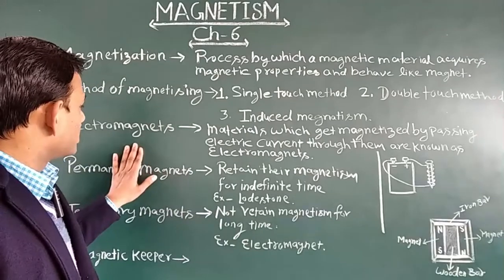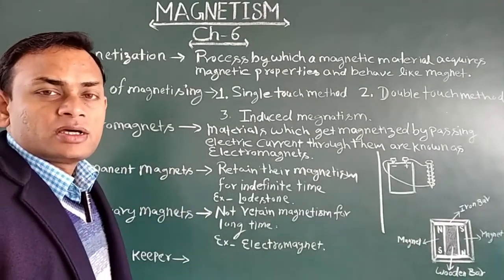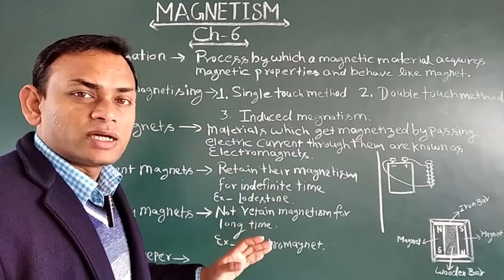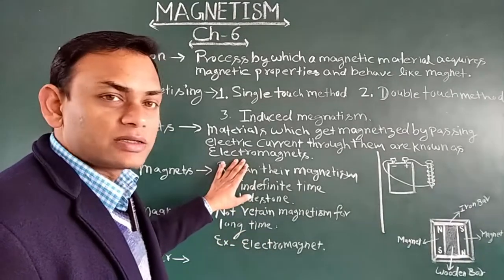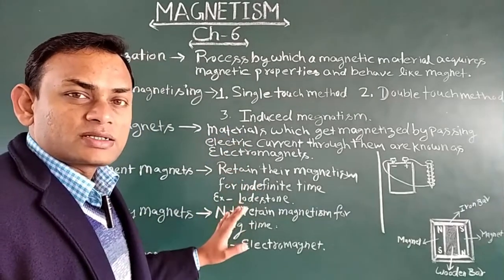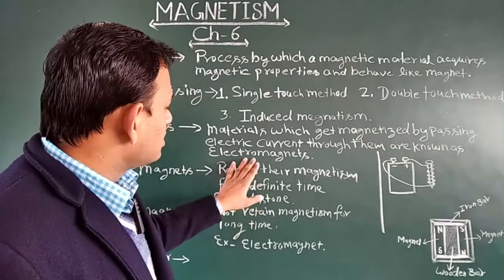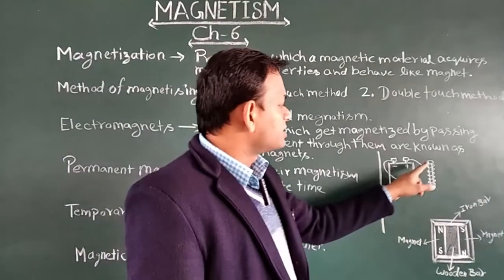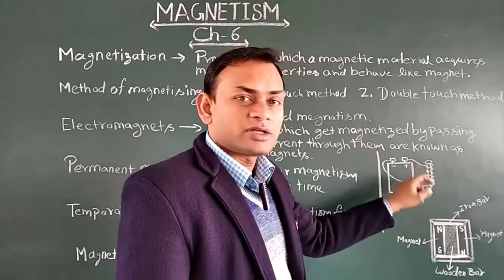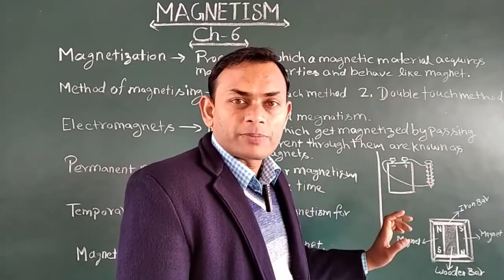Now the electromagnet. What are electromagnets? The materials which get magnetized by passing an electric current through them are known as electromagnets. As you can see here, this is a nail and this is a battery, and this nail is wrapped by a coil of copper wire.